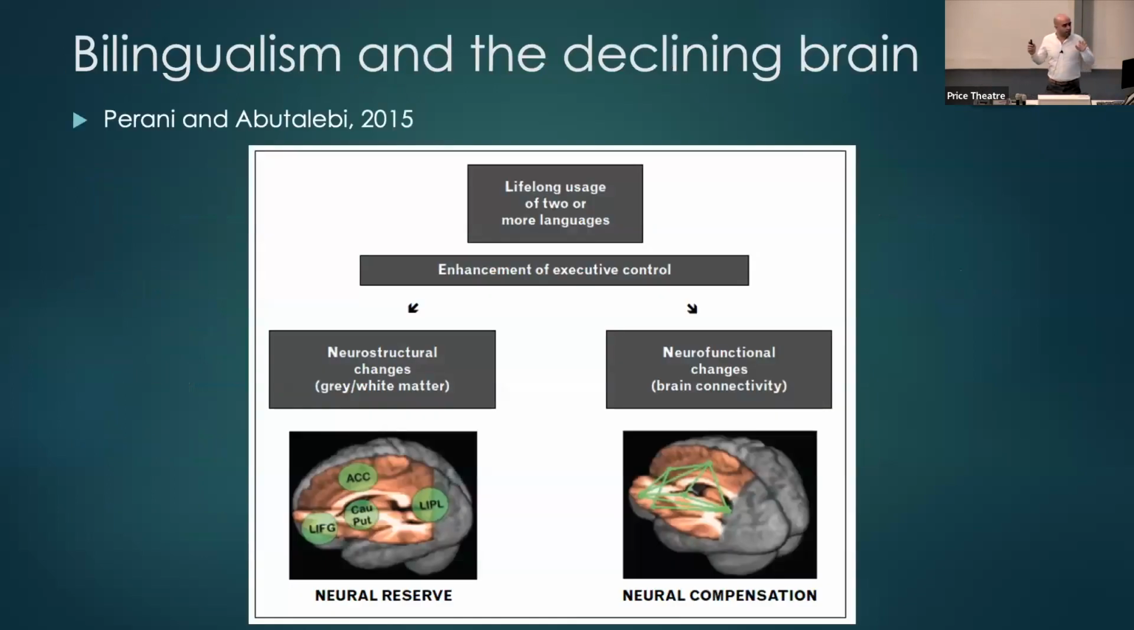Very briefly, Perrin and Abutalebi suggested that lifelong usage of two languages leads to enhancement of cognitive control, which in turn can be attributed to either neurostructural changes in gray and white matter, the neural reserve, as we call it, or the brain reserve, as I mentioned it, the same thing, or neurofunctional changes, so neural compensation. So you may be losing brain tissue, but you use whatever's left of your brain in a more efficient way. So your behavior does not change as quickly as you're expected to change.